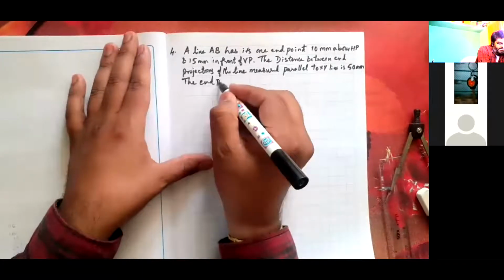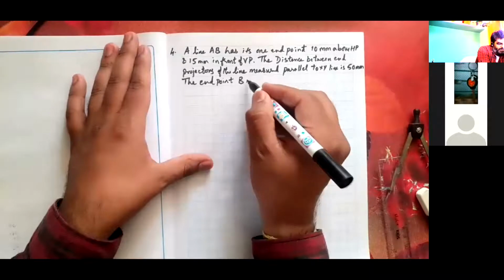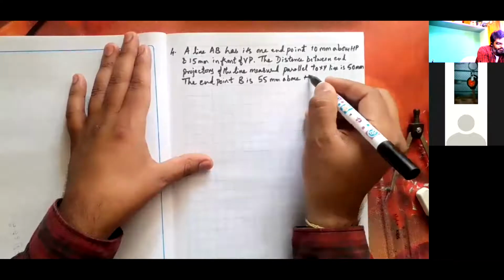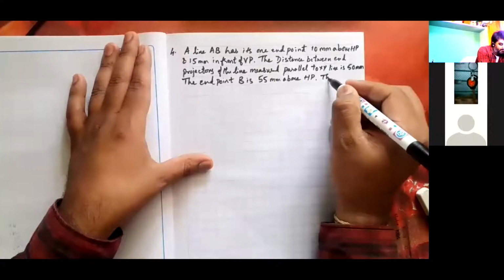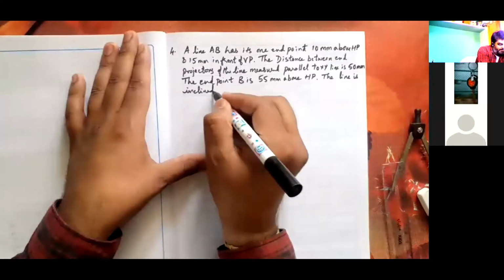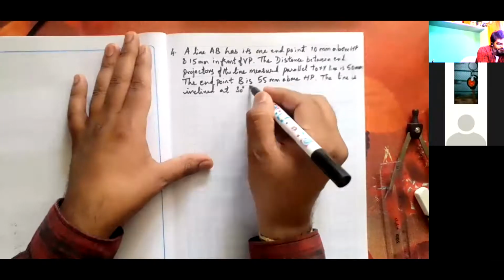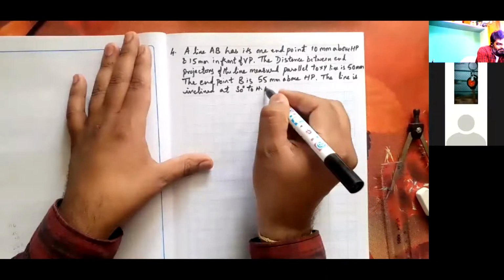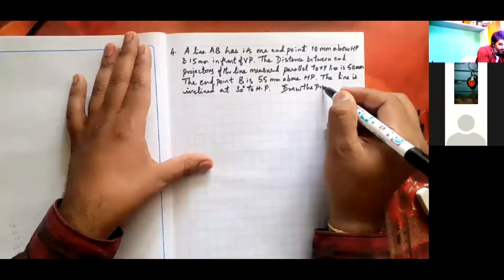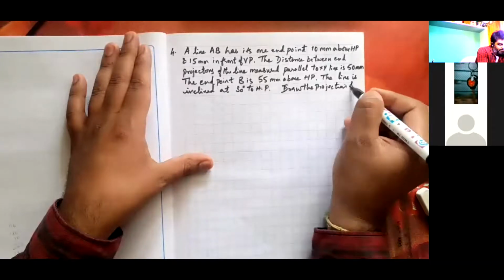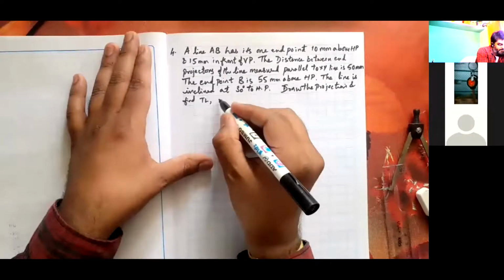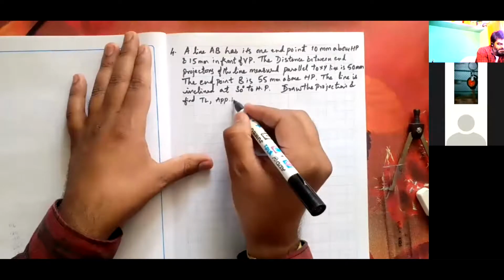The endpoint B is 55 mm above HP, and the line is inclined at 30° to HP. Draw the projections and find true length and apparent inclinations.